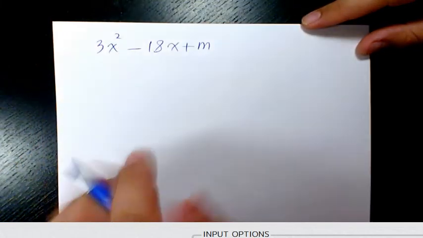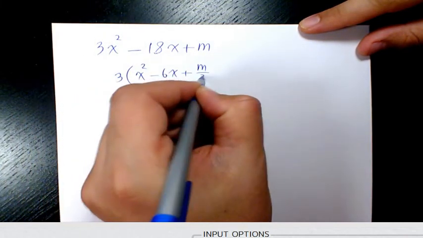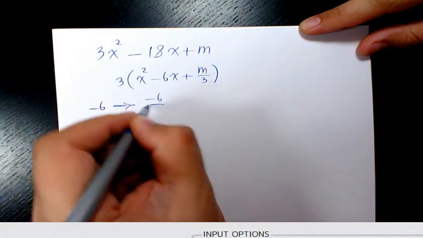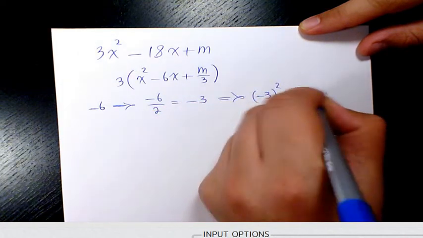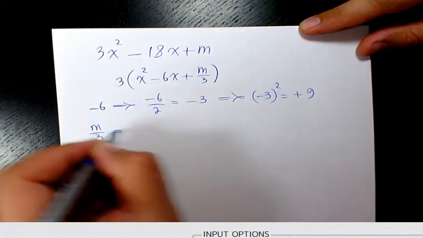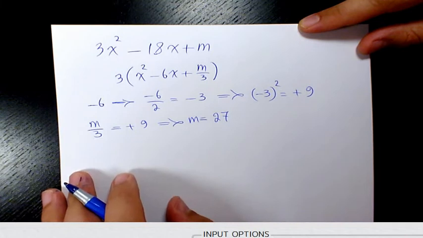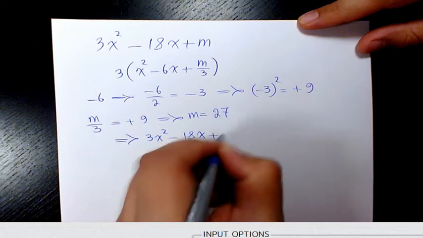Next example. 3x squared minus 18x plus m. You factor 3 first. x squared minus 6x plus m over 3. You have negative 6 divided by 2 is going to be negative 3. Negative 3 to the power of 2 is going to be positive 9. So m over 3 is going to be positive 9. Therefore, m will be 27. Therefore, that's going to be 3x squared minus 18x plus 27.